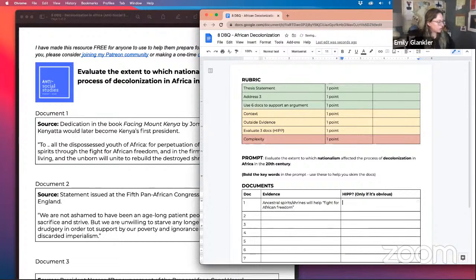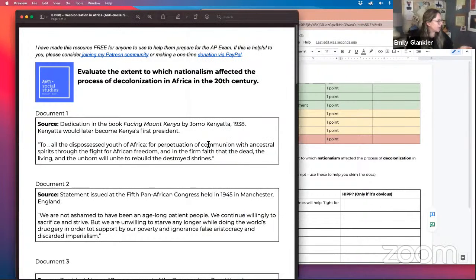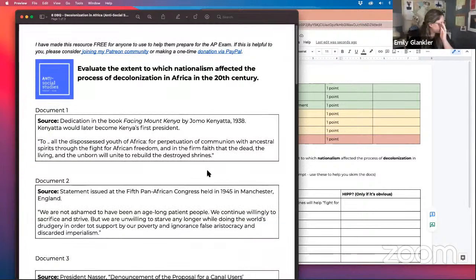I'm not totally sure what I think about that yet, but I'm just grabbing the phrases or the things that relate to the prompt. Right? They're referencing something about the ancestors that are going to help them. They're going to unite, right? To rebuild and fight for freedom. Okay, now I'm going to move on. I'm going to figure out what that means a little bit later.